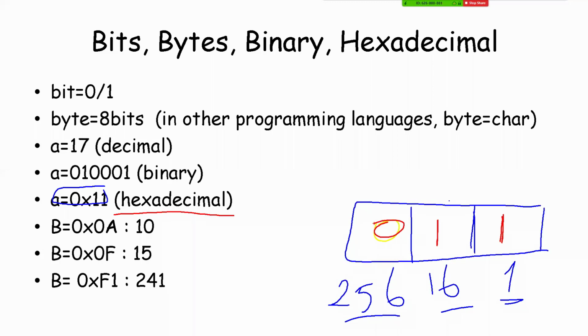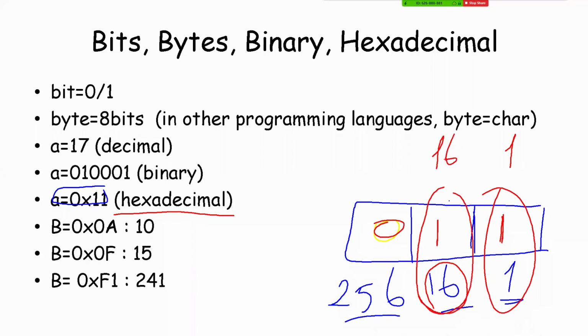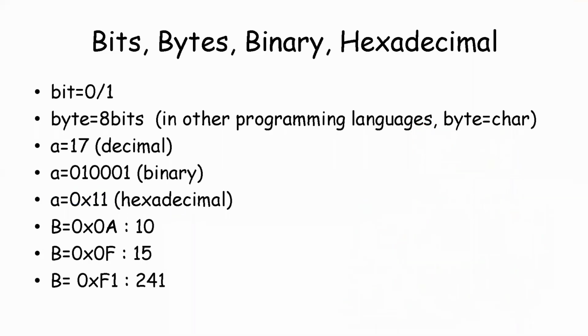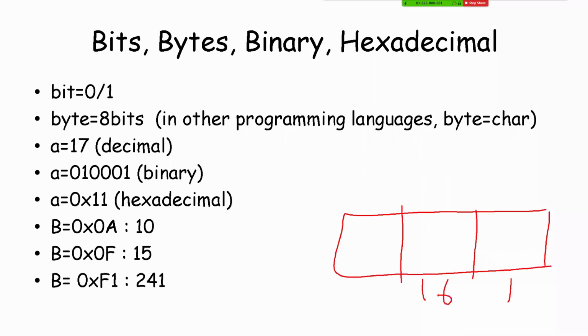I have given them a penny, which has a value of 1. I have also given them a coin that has a value of 16 cents, which means I gave them, in total, 17 cents. So 0x11 in hexadecimal is worth 17 in decimals. I can go the other way, 17, and break it down to coins, 1, 16, 256.